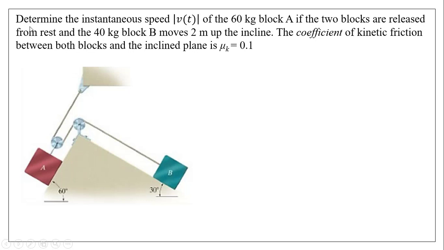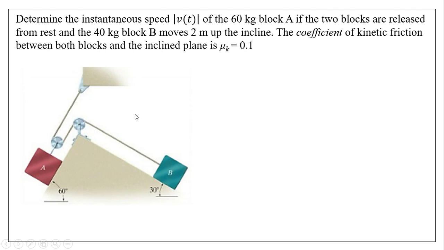So in this particular problem, it asks us to determine the instantaneous speed of the 60 kilogram block A if the two blocks are released from rest and the 40 kilogram block B moves 2 meters up the incline. The coefficient of kinetic friction between both blocks and the inclined plane is 0.1. Alright, so let's show you how to attack these types of pulley systems.